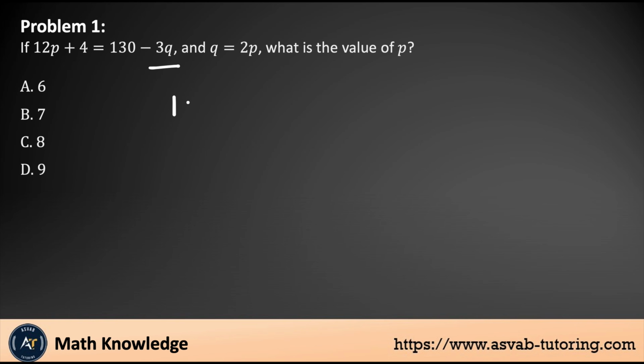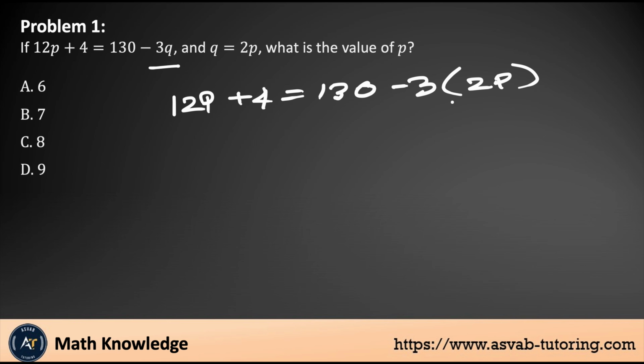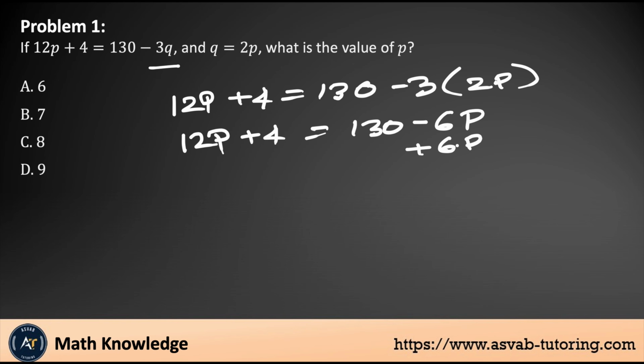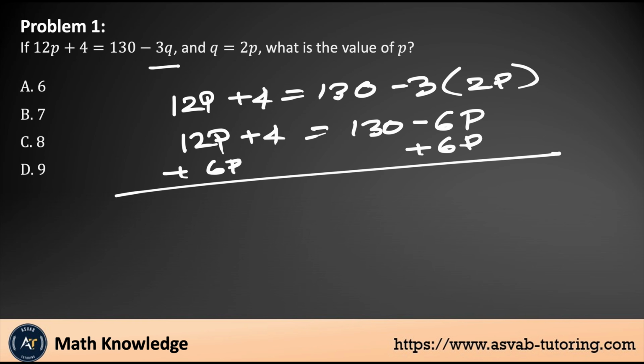So that gives you 12p plus 4 equals 130 minus 3 times 2p. If you simplify, 12p plus 4 equals 130 minus 3 times 2, which is 6p. So what you have to do next is add 6p to both sides. Make sure that you put variables with variables, and they cancel out.